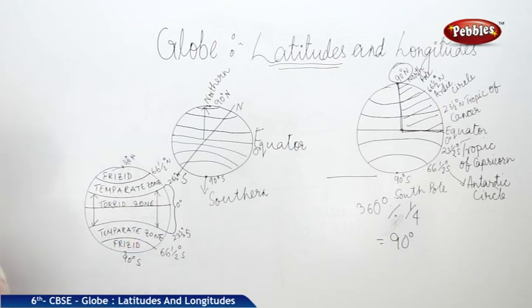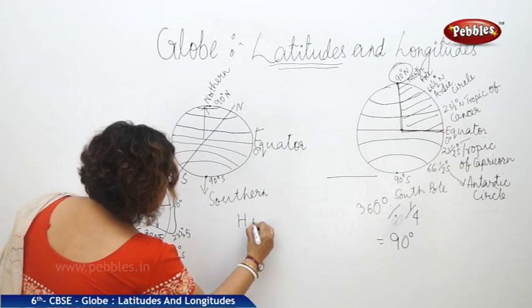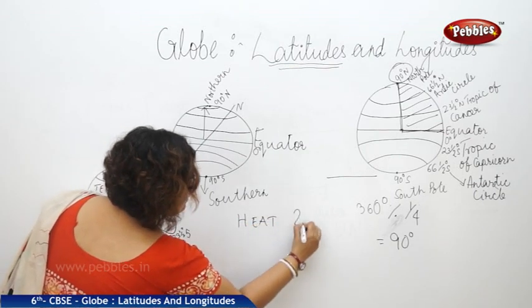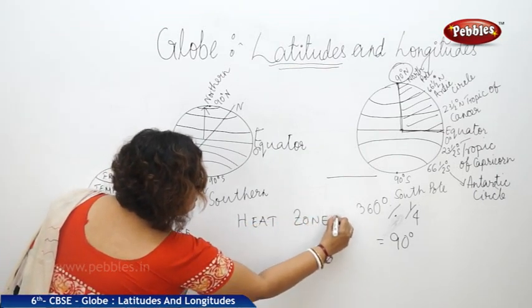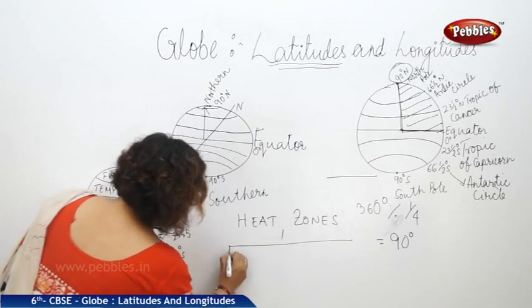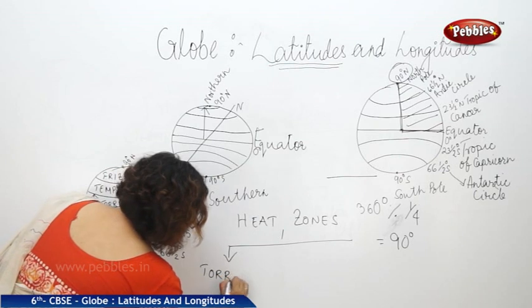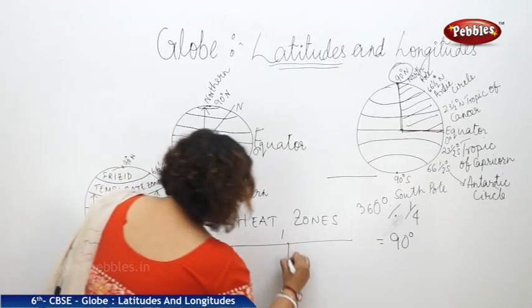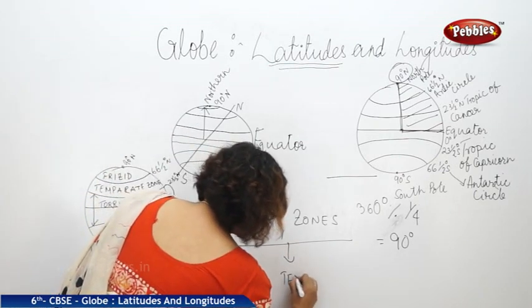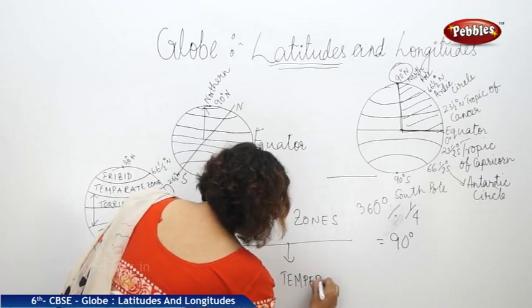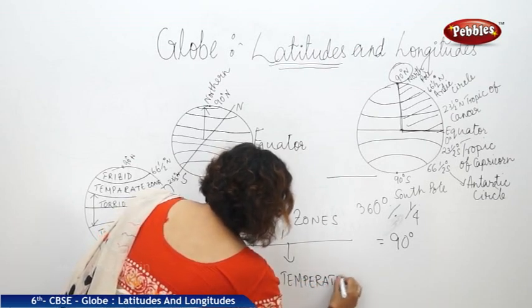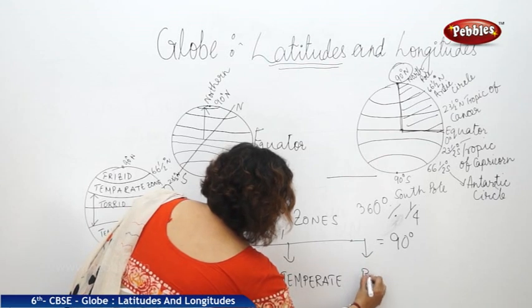So if we divide heat zones, how many heat zones are there? There are three. The first one is torrid zone, the next one is temperate zone, and the third one is frigid zone.